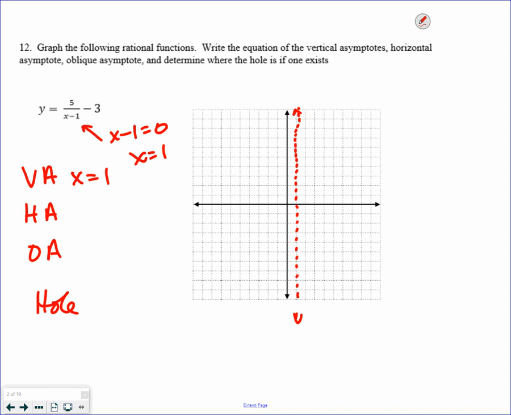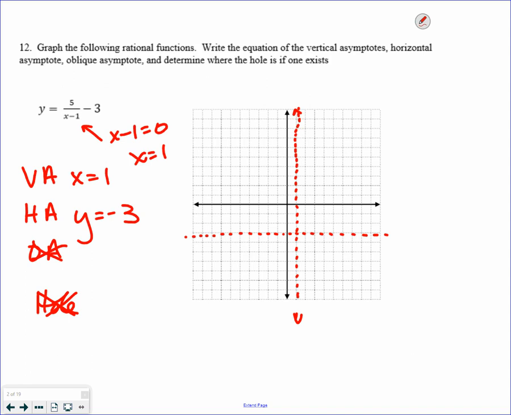Horizontal asymptote. Remember what I said about the degree of the top and the degree of the bottom, but this was actually a shift. So this would be y equals 0 normally, but since it's -3, you're talking about y equals -3 going across. There is no oblique asymptote, and there is no hole for this particular problem.